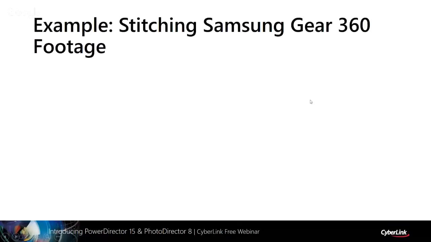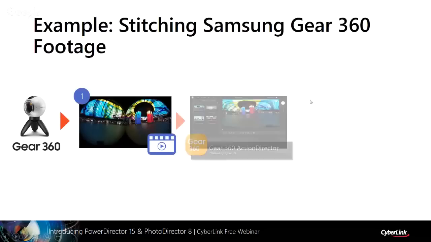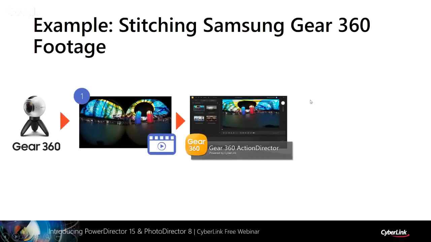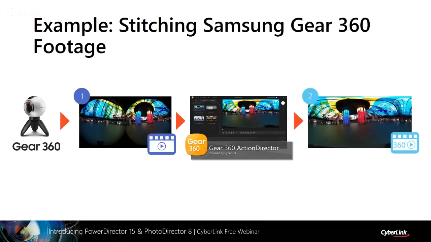For example, Samsung is using a software called Gear 360 Action Director. This is actually software that we designed for Samsung. This Action Director Gear 360 version can handle the stitching of Gear 360 footage while it allows the user to do basic editing.